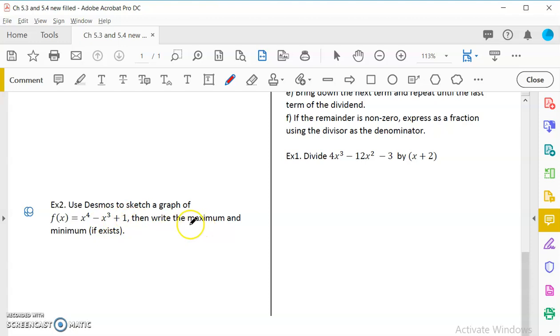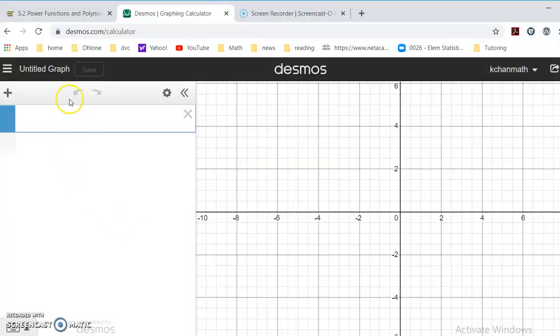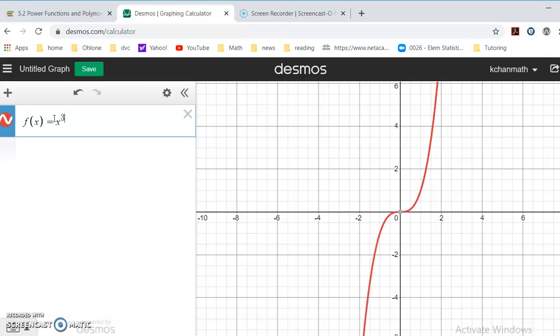So in order to find maximum or minimum of a polynomial, we would use Desmos. So here is an example. f of x is x to the fourth minus x cubed plus 1. And I want to find out what is the maximum, minimum, if any exist, and also what is the value. So we'll just use Desmos to graph it. x to the 4 minus x cubed plus 1. So I can do f of x, or I can do y, x to the power 4 minus x to the power 3 plus 1.